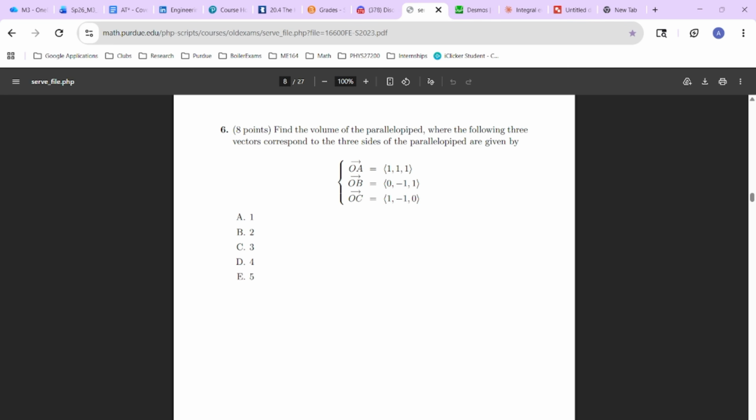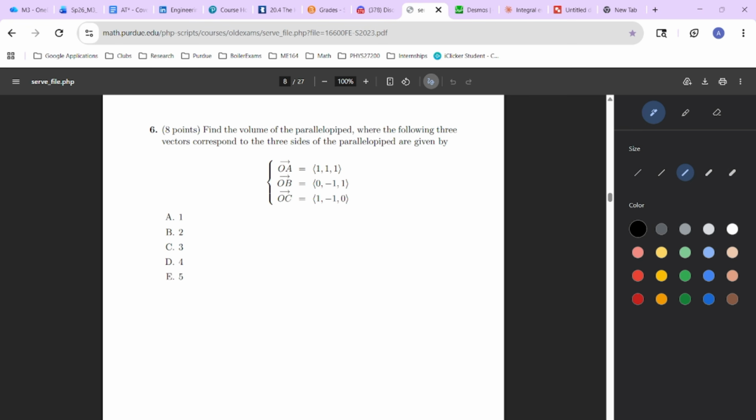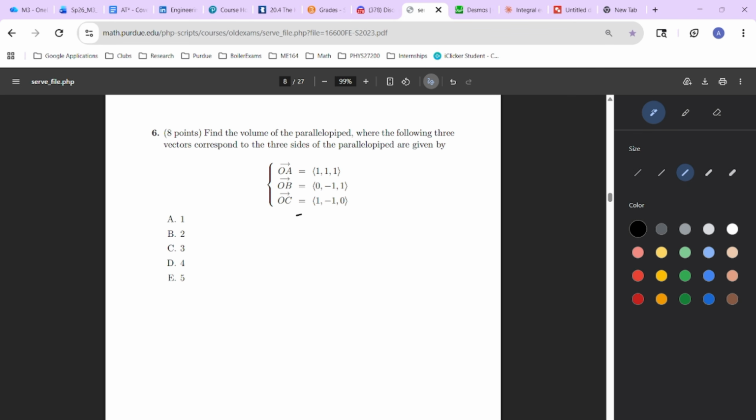Hello, everybody. Thank you for joining me today as we go over question 6. Let's begin immediately. Find the volume of the parallelepiped where the following 3 vectors correspond to the 3 sides of this shape. By the way, there's actually a typo in here, which I cannot believe. It says "corresponding" instead of just "correspond". Otherwise, the sentence does not make sense. With that being said, let's begin solving this problem.